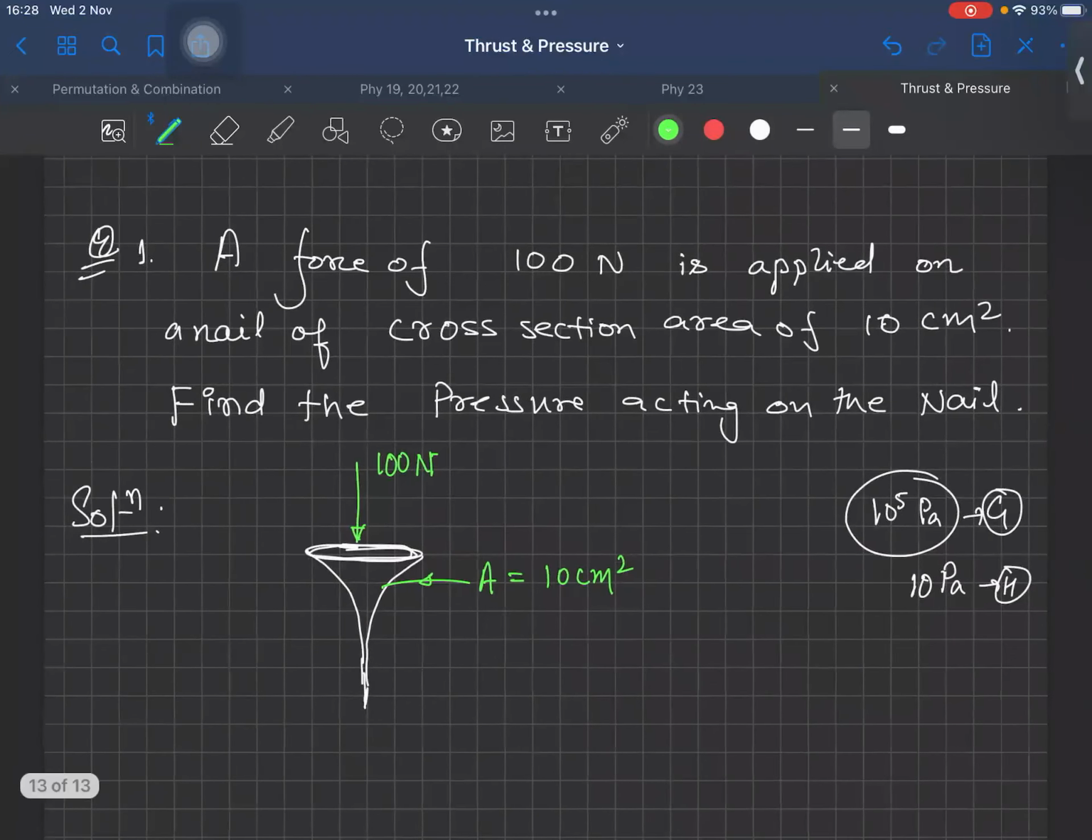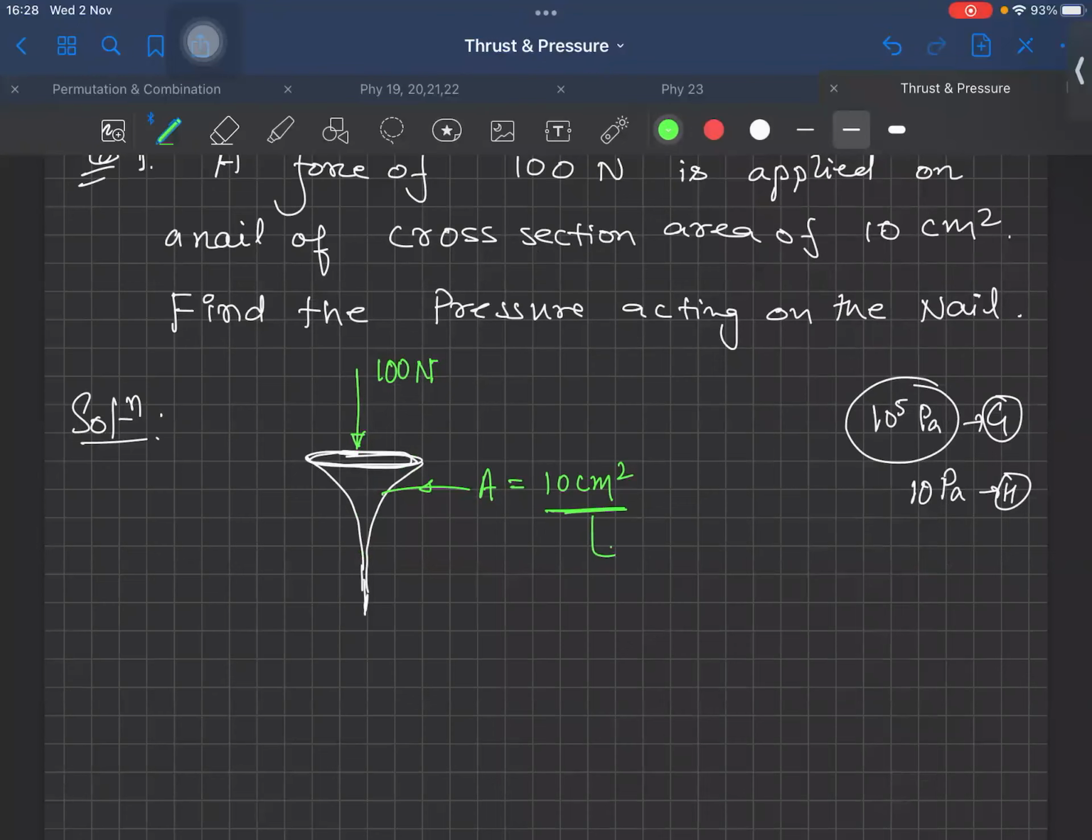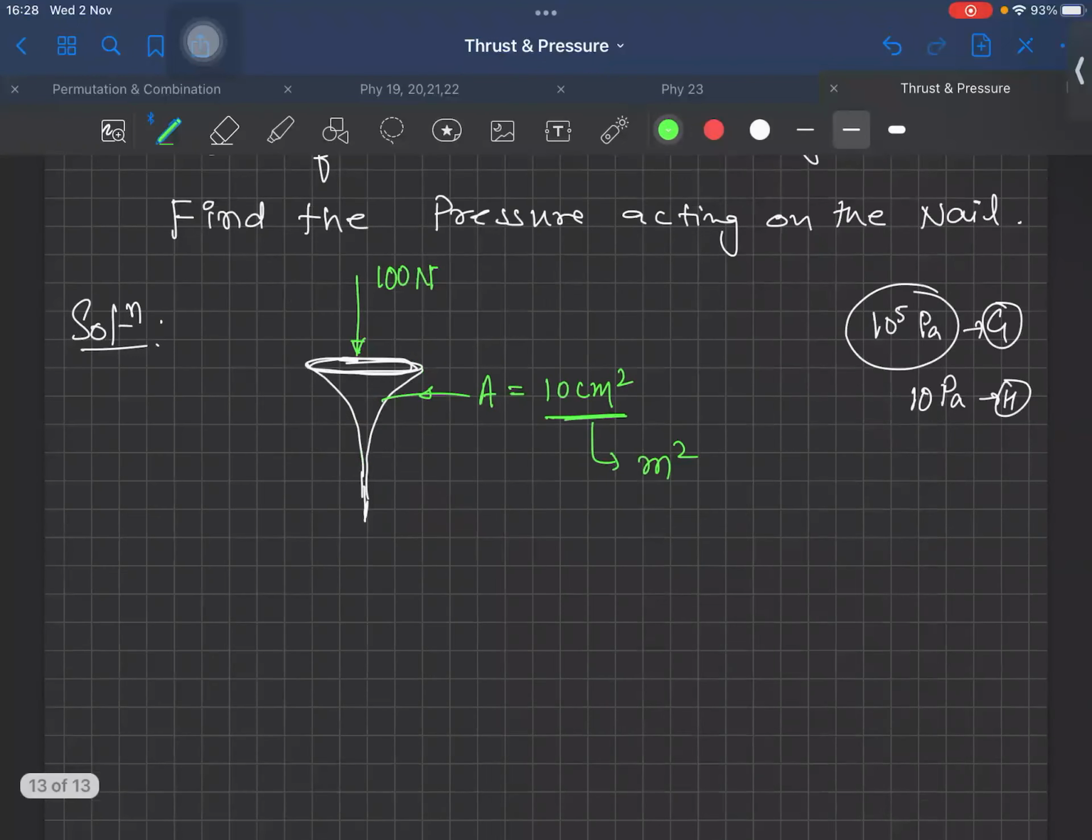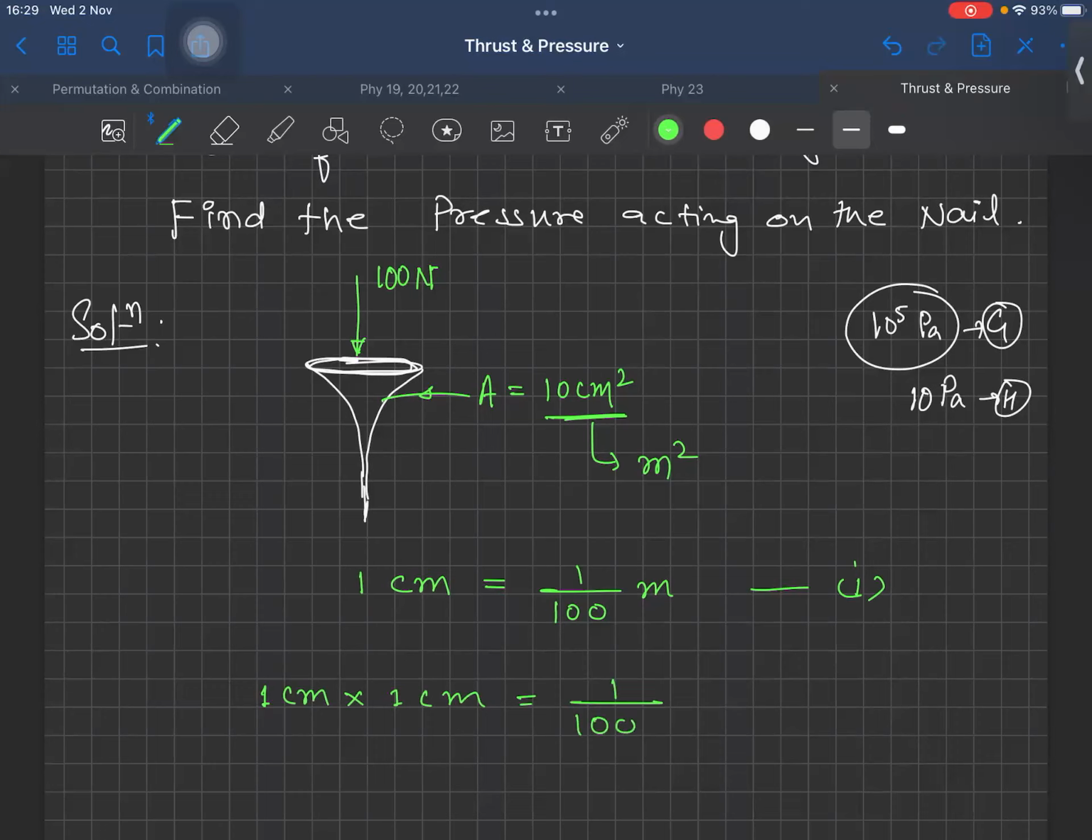Now you have to calculate in SI unit. So first you need to convert this centimeter square into meter square. We know that 1 centimeter is equal to 10 to the power of -2, or 1 upon 100 meter. Now, if you multiply 1 centimeter by 1 centimeter, can we write 1 upon 100 meter multiplied by 1 upon 100 meter? Is that okay? Please tell me. Yes, sir. We are multiplying equation 1 by itself.